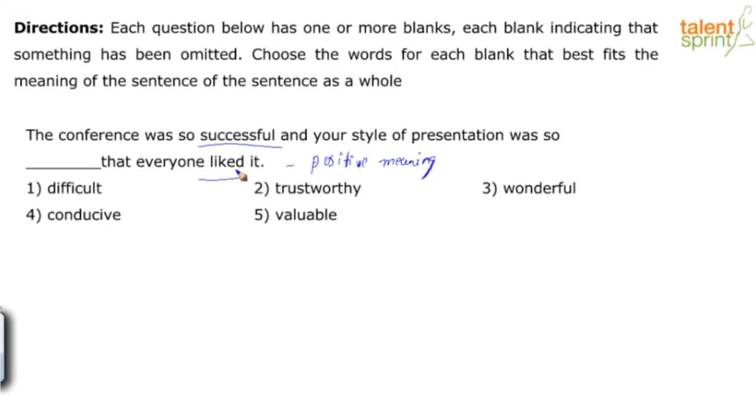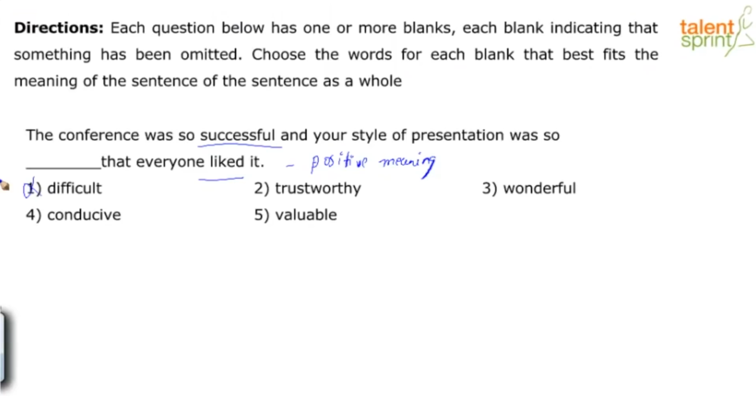So they're talking about the conference and the style of presentation, which means I can close my eyes and eliminate option 1, which is a negative word, difficult. But all the other words, trustworthy, wonderful, conducive, valuable. Now we have to apply a little bit of logic and understand what meaning the context is giving us to identify the closest word, right?